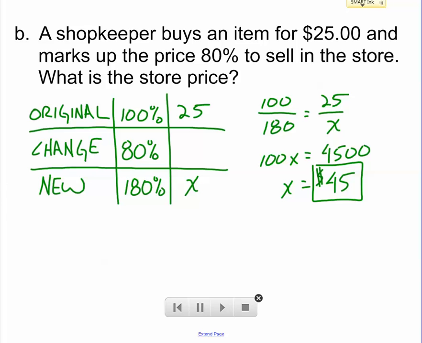Always want to look back and see if your answer makes sense. In this case, it does. He's going to sell it for more than what he bought it for.